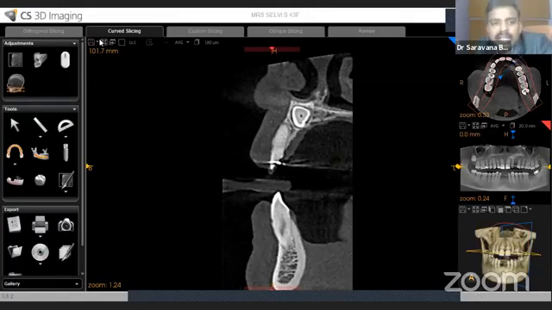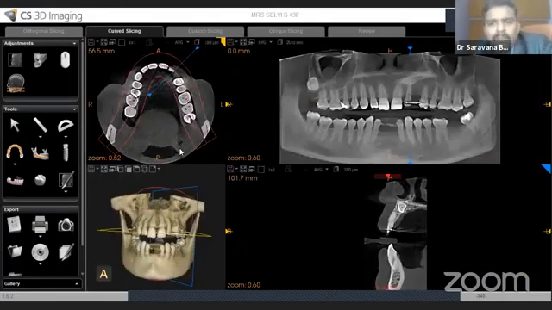This cross sectional slice will be helpful for your implant planning or most of your diagnostic needs. This cross sectional slicing will be helpful for your endodontic needs, your orthodontic needs, your periodontic needs. Everything will be settled in this cross sectional slice.